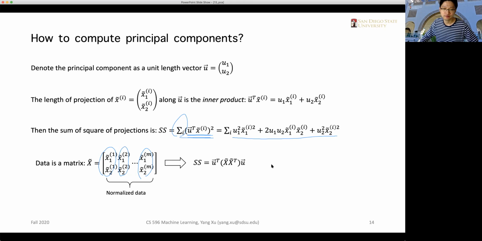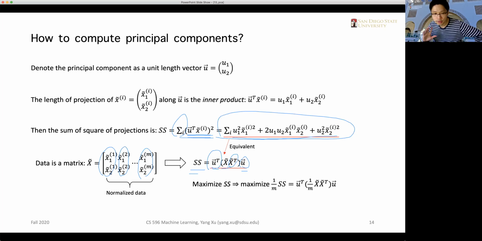Given this matrix representation of x tilde, we can represent the sum of squares in matrix multiplication form, which is x tilde times x tilde transposed, right? If you think of x tilde transpose, it's just a two-column matrix, right? And if you multiply with u transpose and u, one on the left and one on the right, you will have exactly what's expressed here. So this is the matrix expression of the sum of squares.